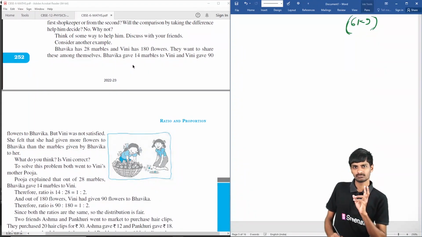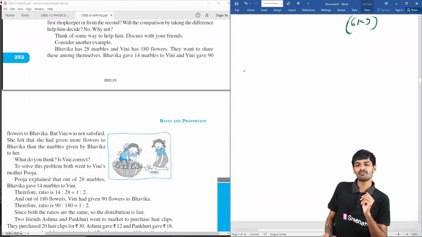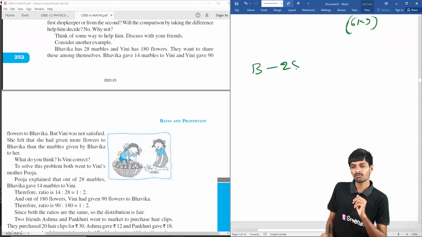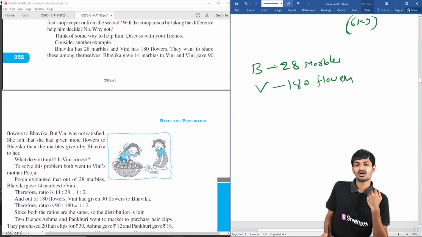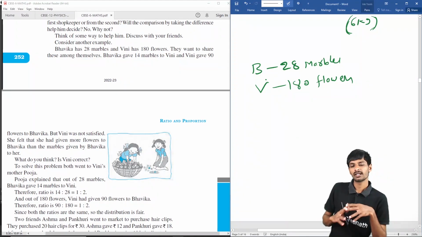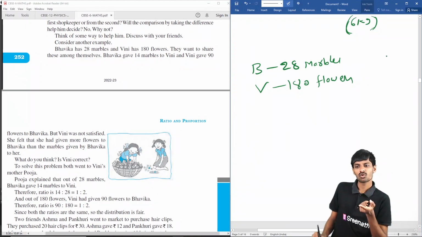Bhavika and Vinny. Bhavika is having 28 marbles and Vinny is having 180 flowers. And they want to share both of them. Bhavika gave 14 marbles and Vinny gave 90 flowers.